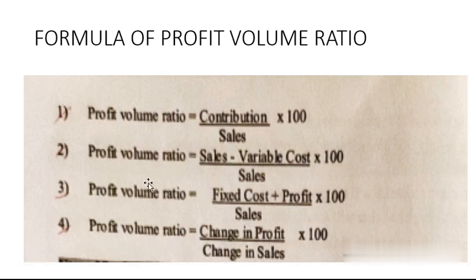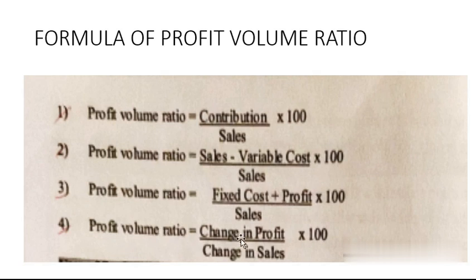These are the alternative formulas which are used. Why are there alternative formulas? Suppose in the question they give you contribution and sales, then you can use the first formula. If they do not give you contribution, but give you sales and variable cost, then you can use the second formula. If contribution is not given and variable cost is not given, you can use whichever item is given. Sometimes when contribution is given, variable cost will not be given. When variable cost is given, fixed cost will not be given. Based on this, the calculation will be done.